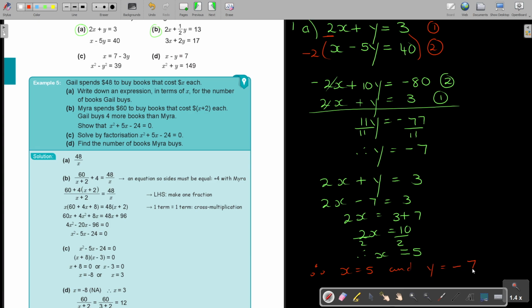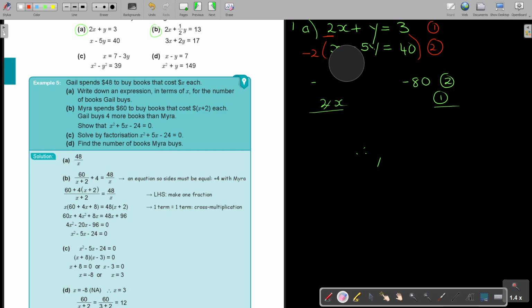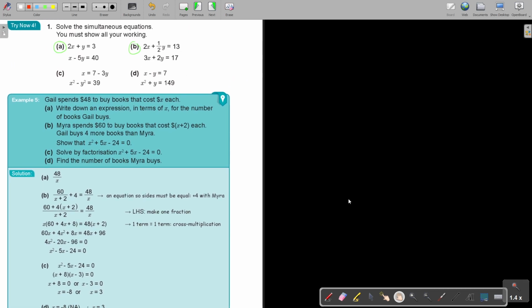Okay, let's do number B. Now, this was a very simple one. B is a little bit different if they bring in fractions, but again, it's not really. Just go. There's a lot of examples in the textbook. So just practice as many as possible, until you conquer it.